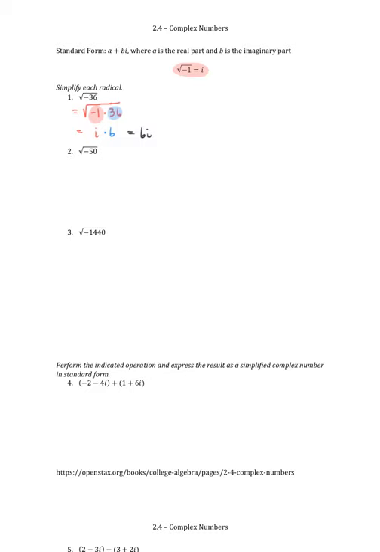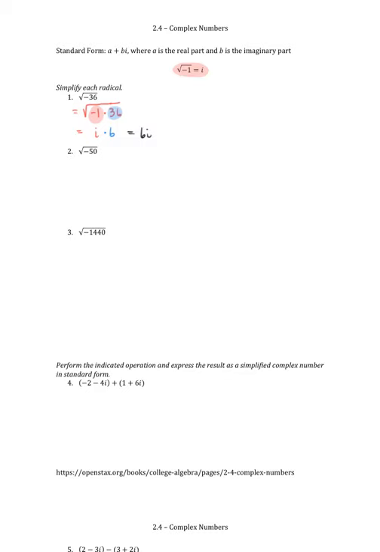You're going to reduce these, or simplify these, just like you would if there wasn't a negative. You're just adding the i at the end. So the square root of 36 is 6. The square root of -36 is 6i. So that negative comes out as the i.